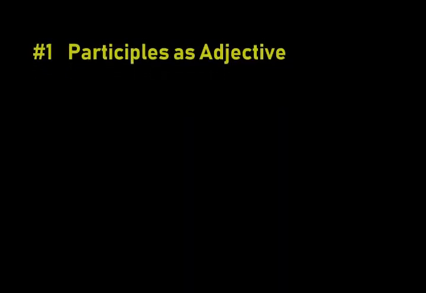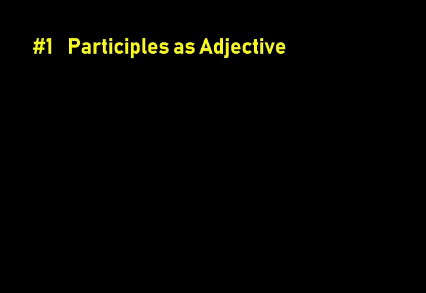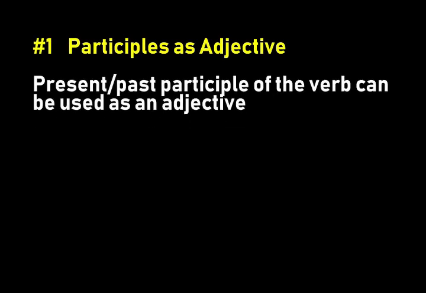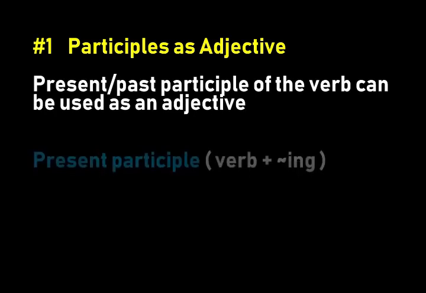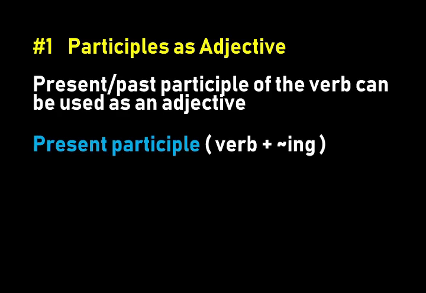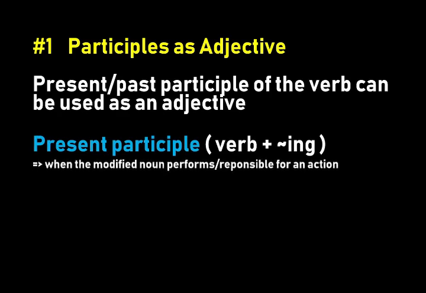First, we have participles as adjectives. Very often when there is no regular adjective form for a verb, the present or past participle of the verb can be used as an adjective. But it is sometimes difficult for foreign students to decide whether to use the present or past participle as an adjective. First, let me explain about the present participle. The form is always verb plus suffix -ing. It is used when the modified noun performs or is responsible for an action.